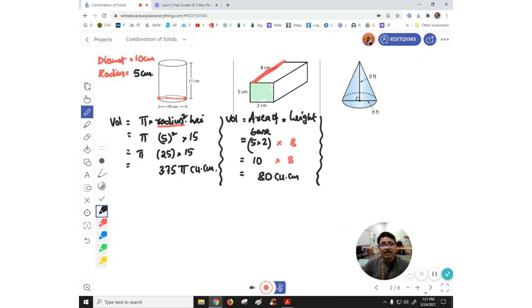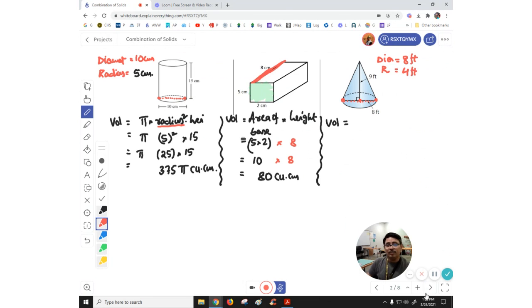Next one is a cone. So volume of cone. Already I mentioned several times, when a question involves circles, always check whether the given value is the diameter or radius. I see that this is marked from edge to edge and passing through the center. Therefore, this one is the diameter. Due to lack of space, I'm writing diameter is 8 feet. Then what is the radius? Radius is half of the diameter, which is 4 feet.